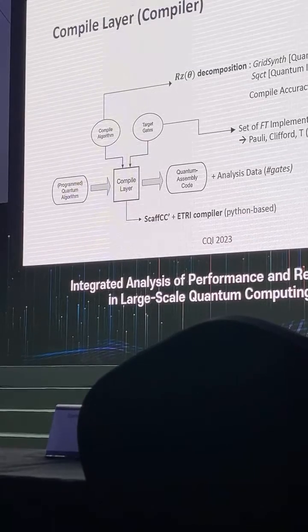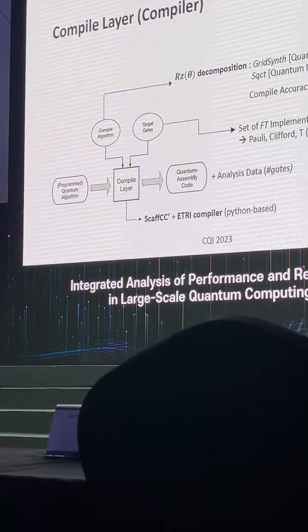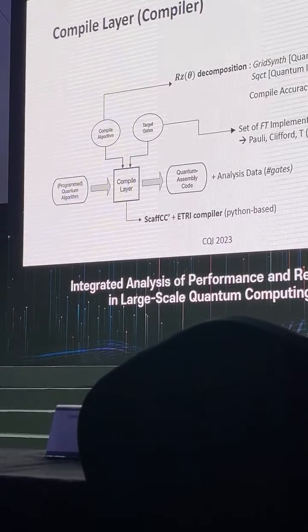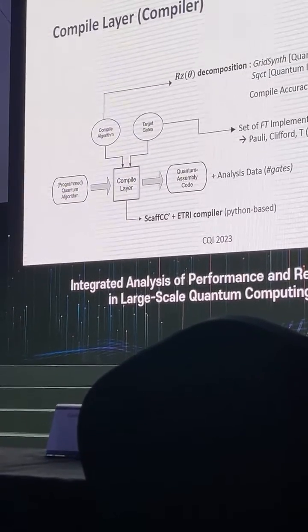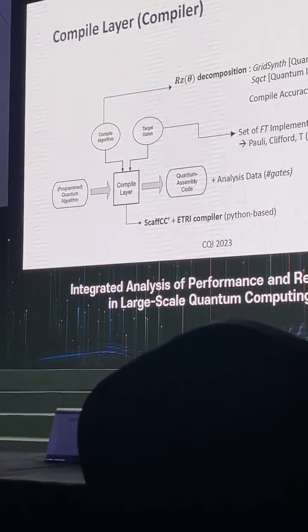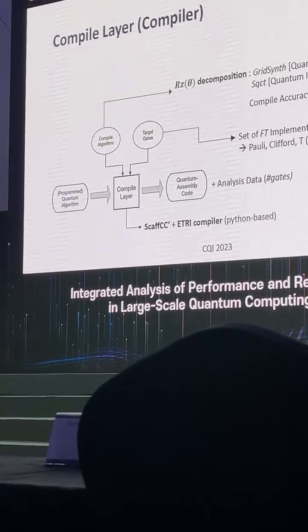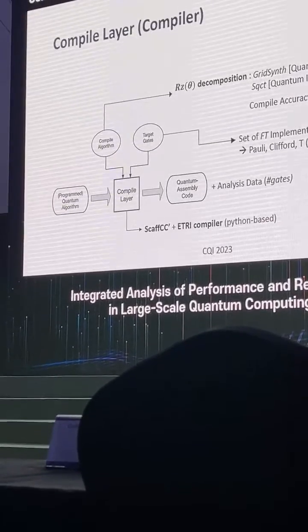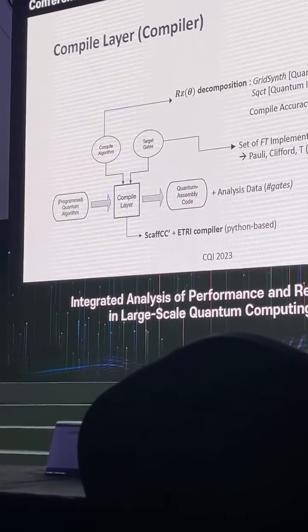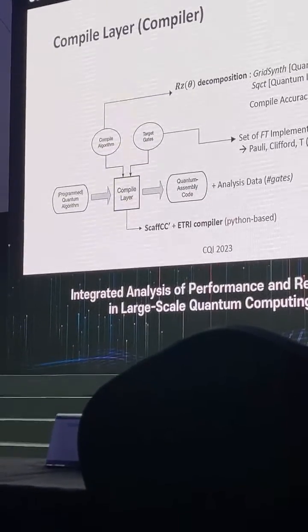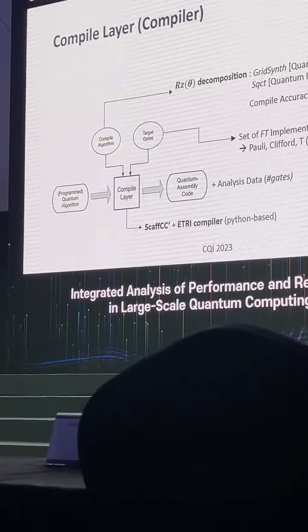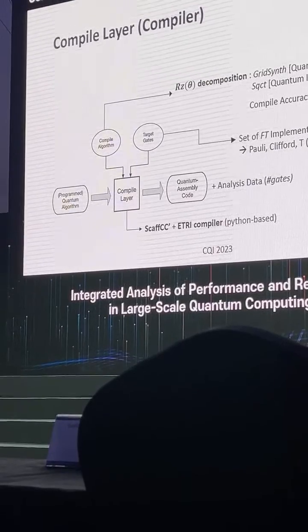So I will show some issues and how to develop each layer. In the compile layer, we have applied modification of the step system because we have to apply some circuit optimization techniques. So we modified the step system. And to decompose the RG center gate, we applied grid synthesis and SQCD algorithms.